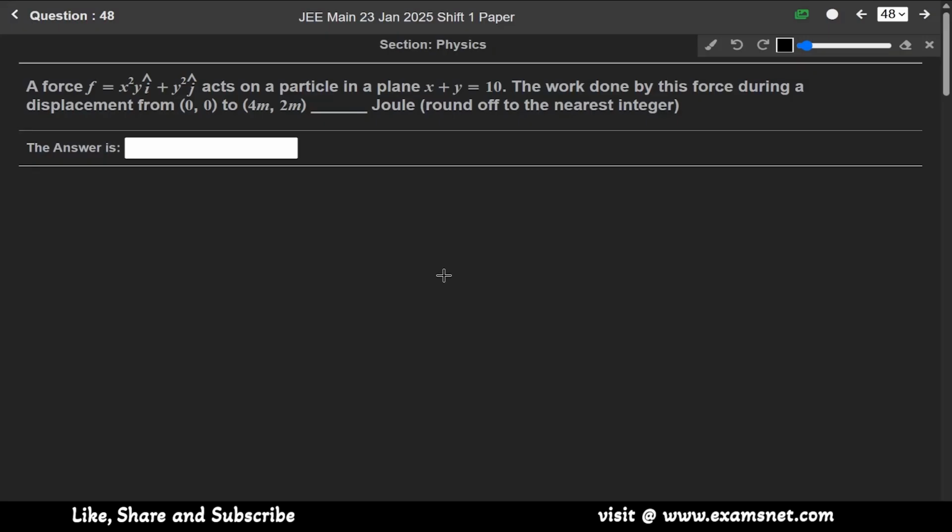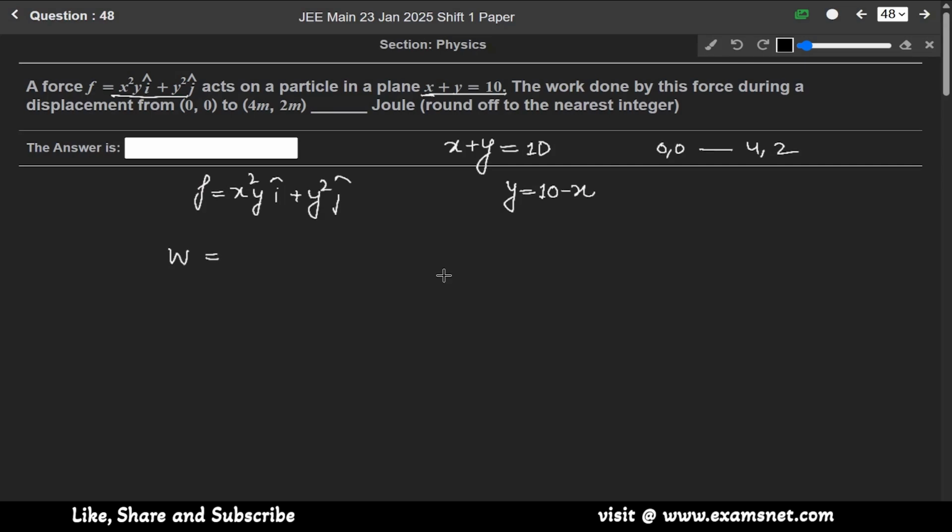Now, next question is 48. A force F is given by this, acts on a particle in a plane x plus y equals to 10. So, the plane is given as x plus y equals to 10. The work done by this force during a displacement from 0 to 4 is, in joule. Okay. So, F is given as x square y i cap plus y square j cap. So, from here we can write y is equal to 10 minus x.